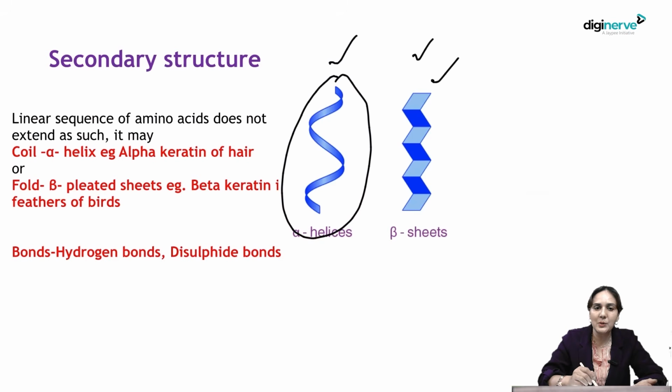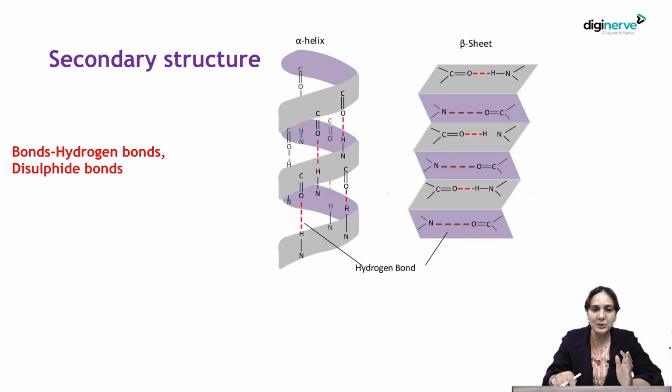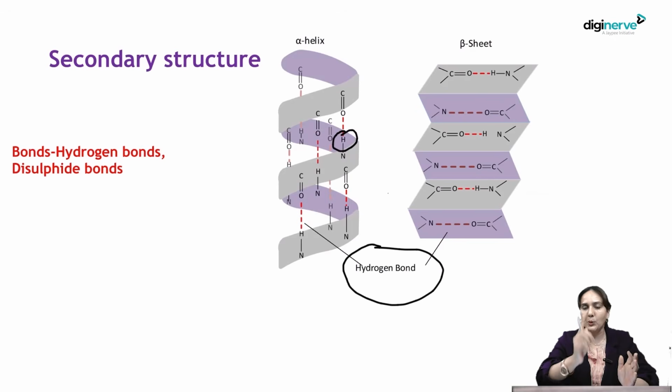So the linear sequence of amino acids does not extend as such. It may coil, that is alpha helix, for example alpha keratin of hair, or it may fold into beta pleated sheets like beta keratin in the feathers of birds. Which bonds are required here? Here there are mainly hydrogen bonds. Mainly hydrogen bonds help in either coiling into the alpha helix or folding into beta pleated sheets.